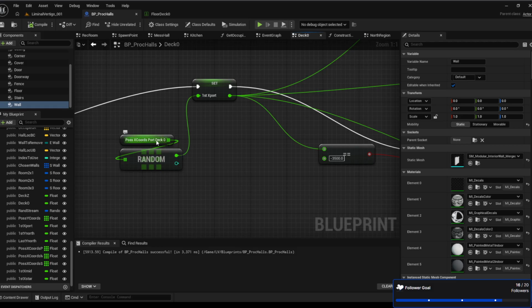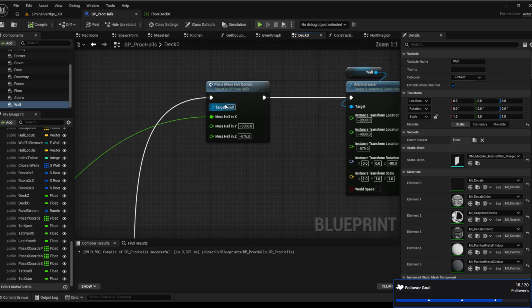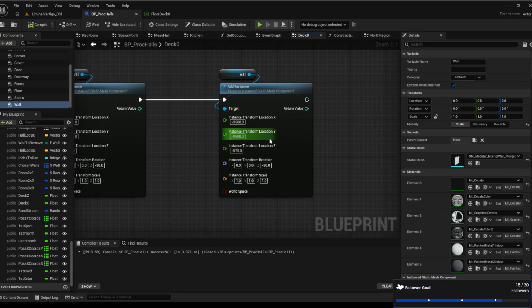Midsection mess hall on the port side. Oh my gosh. Is that correct? Yes. So it should be 3000. Okay, there we go. Alright, anything more?